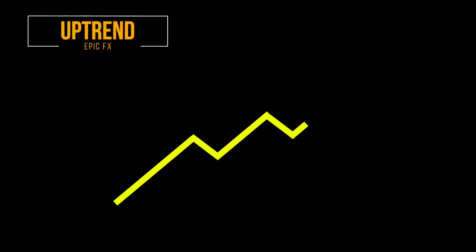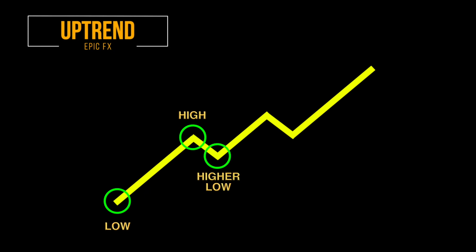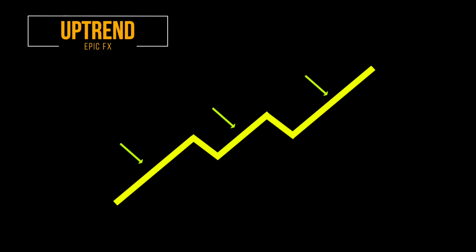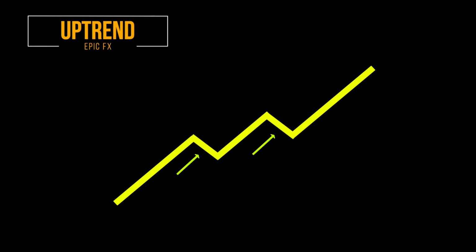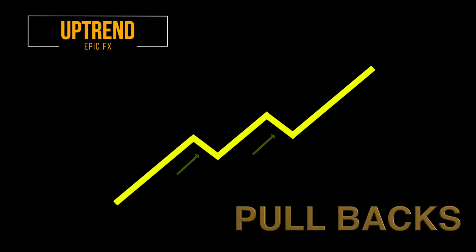Let's look at uptrend. In an uptrend, price will form a pattern making higher highs and higher lows. We have a low here and a high here. Price pulls back and reverses at this point, making a higher low than the previous low. It then pushes up further, giving us a higher high. This swing high is higher than the previous high. These price moves to the upside are called impulses, and the smaller price moves to the downside are called pullbacks.